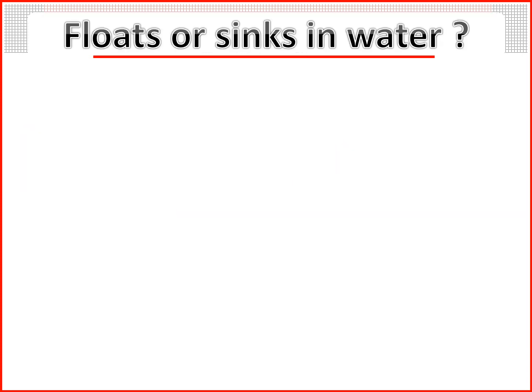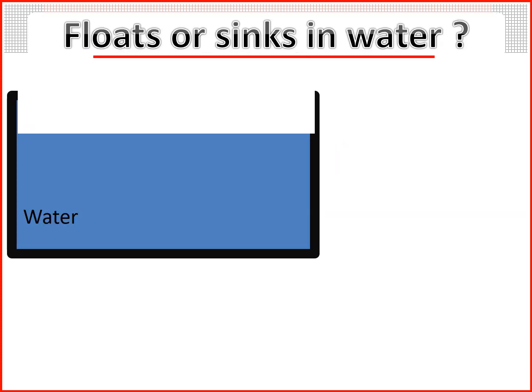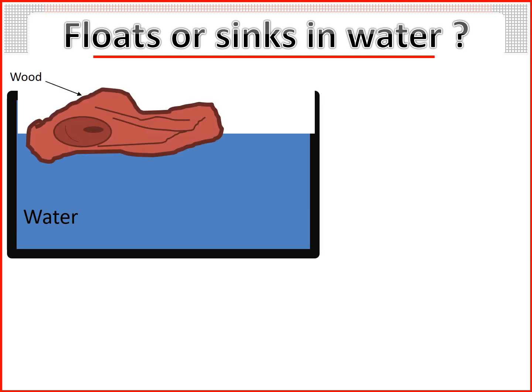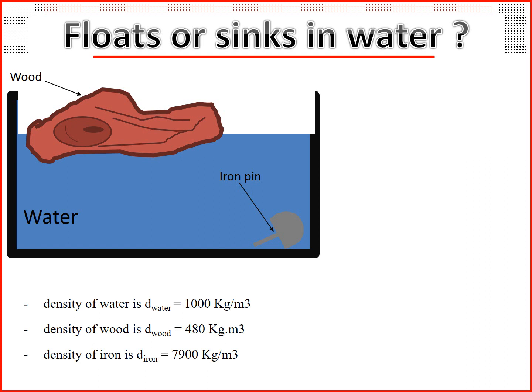To indicate if the body floats or sinks in water, consider the container that contains water. We drop a piece of wood in this container and an iron pen. We observe that the piece of wood floats at the surface of water, while the iron pen sinks in water. If we compare the densities, the density of wood is less than the density of water. The density of iron is greater than the density of water.